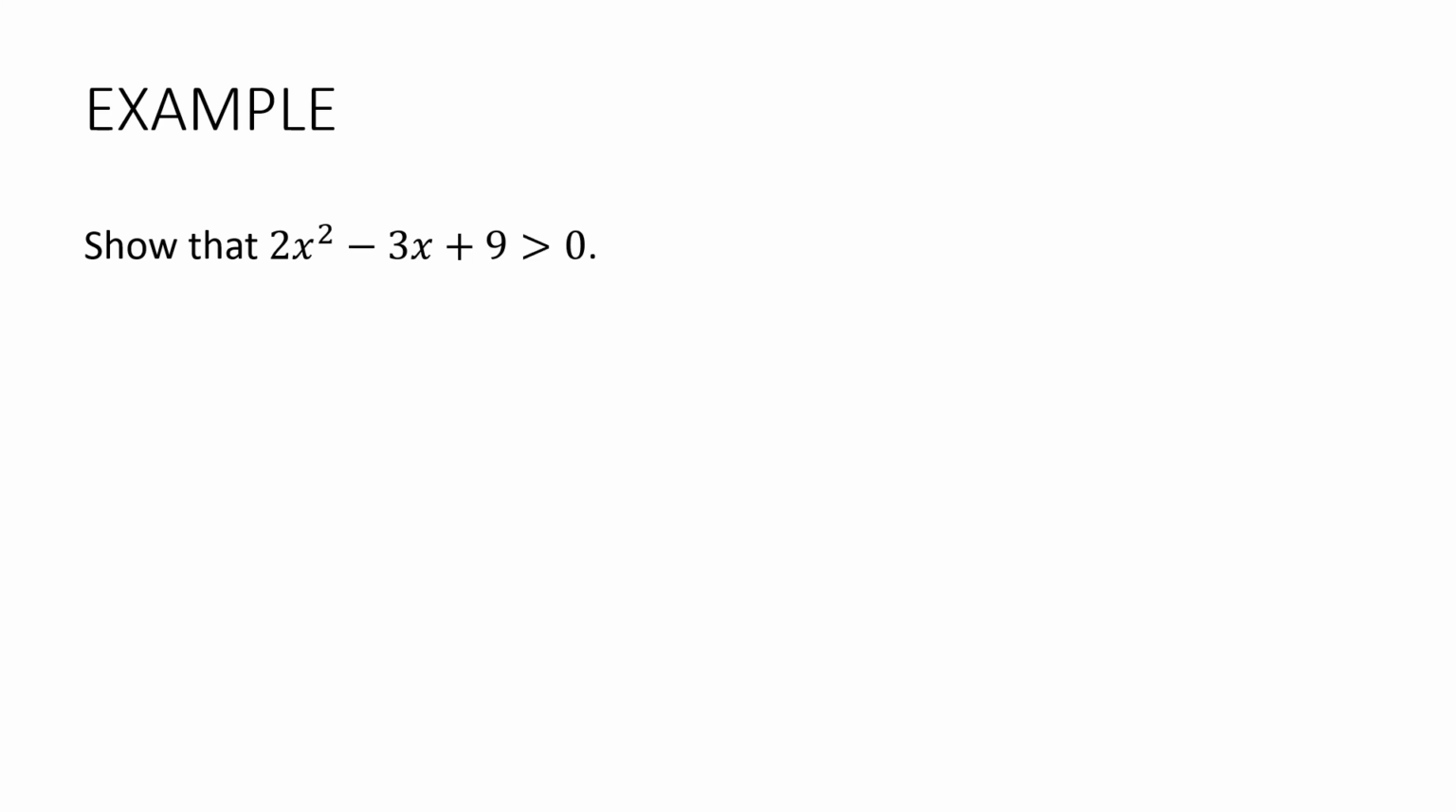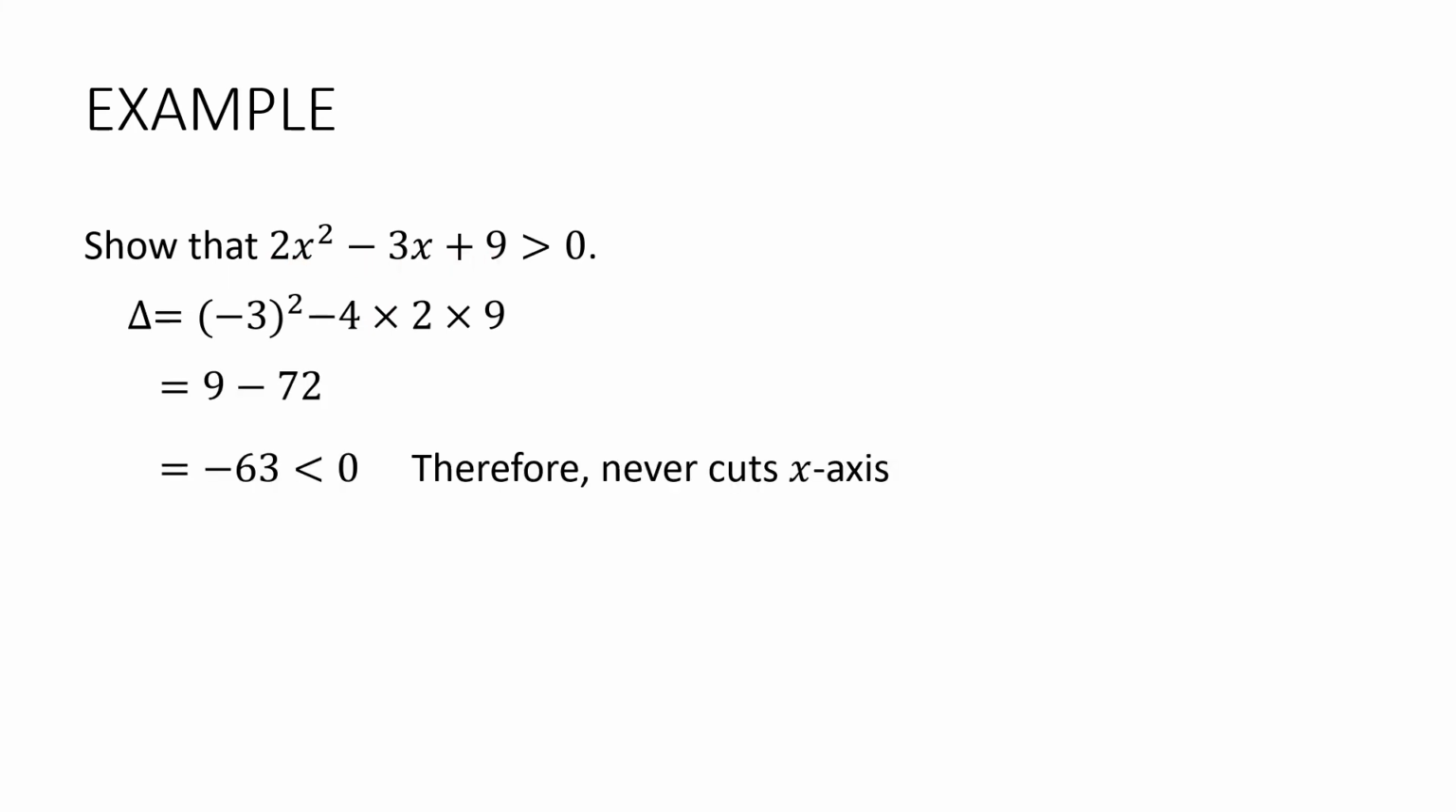Here's an example. Show that 2x squared take away 3x plus 9 is greater than 0. Now you could do this question by completing the square, but it would be a bit ugly with fractions. An easier way is to work out the discriminant and then talk about the concavity. So the discriminant's easy. That's just negative 3 all squared take away 4 times 2 times 9, which is negative 63. Less than 0, never cuts the x-axis.